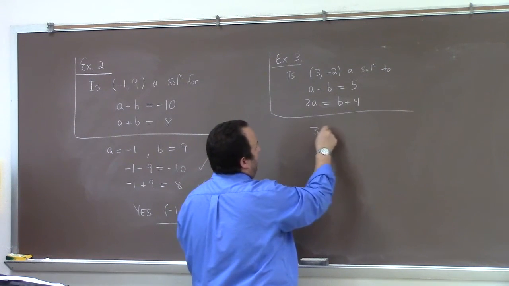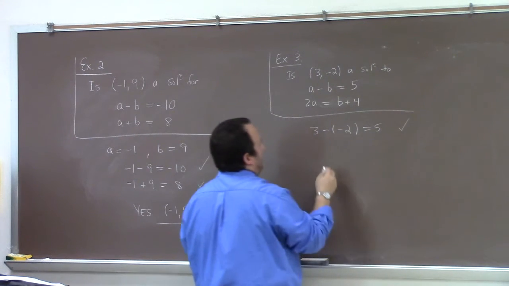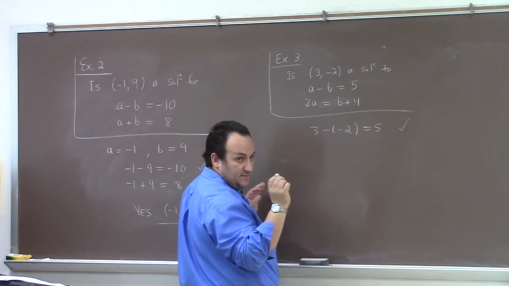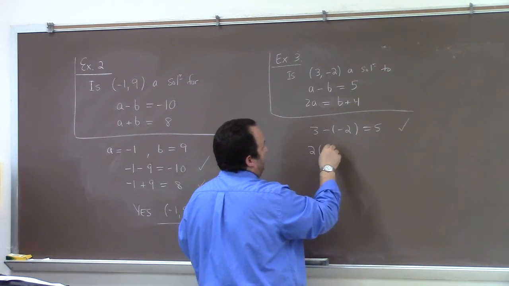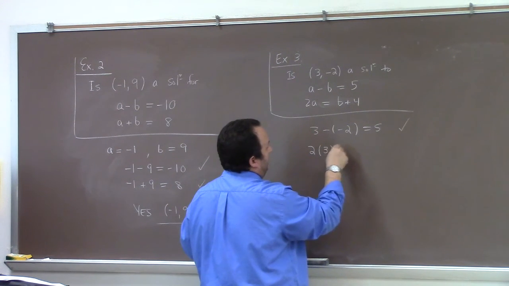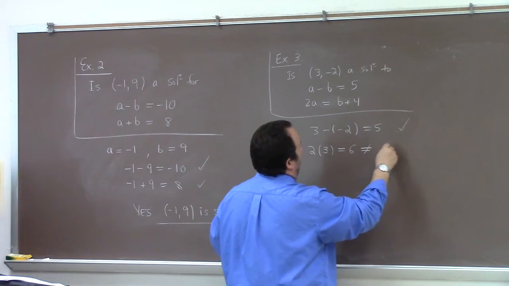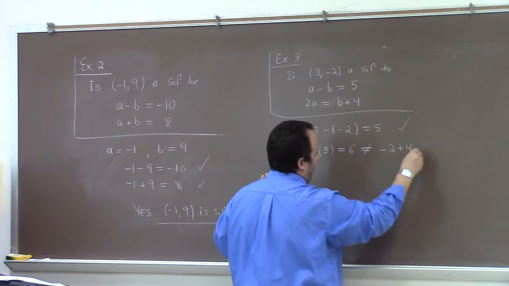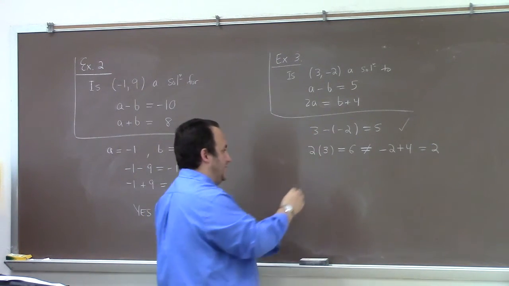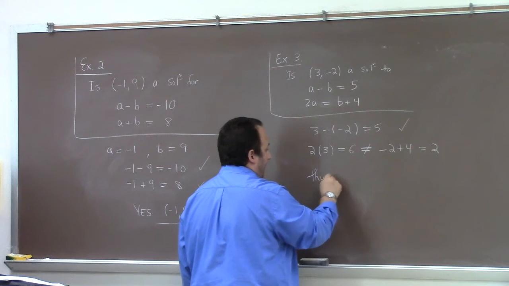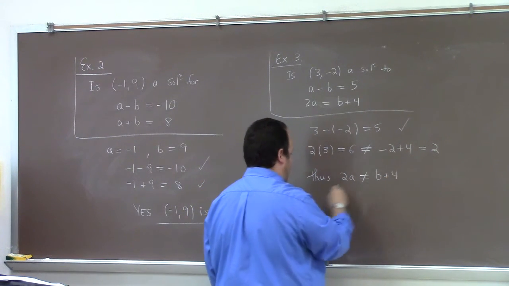So we got 3 minus a minus 2 equals 5, so yes. But then what do you say? So 2 times 3 is 6, and that's not equal to minus 2 plus 4. Right, so in other words, thus 2a is not equal to b plus 4. It's not a solution.